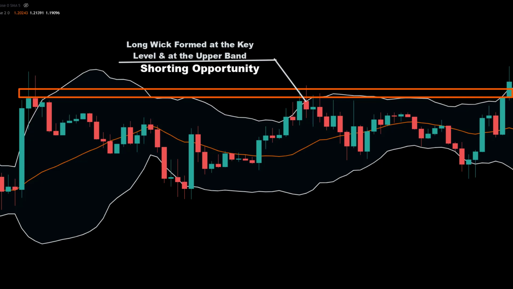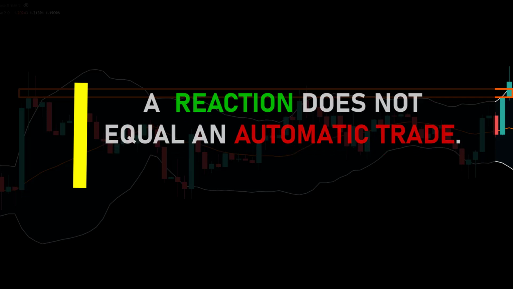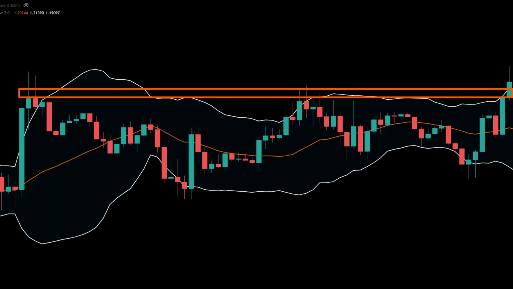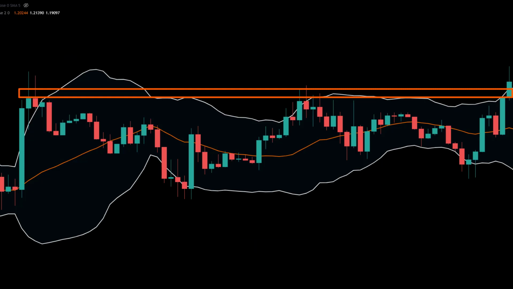One thing you must have in mind is that a reaction does not equal an automatic trade, so you need to look for a trend change confirmation to show that the upward trend is over and that the reversal has begun. Trend change price action comes in many forms, but in this case here, a simple way would be to wait and see if you can get a momentum candle like this to form off the level before looking for a trade entry short. For a long trade, this works the same.